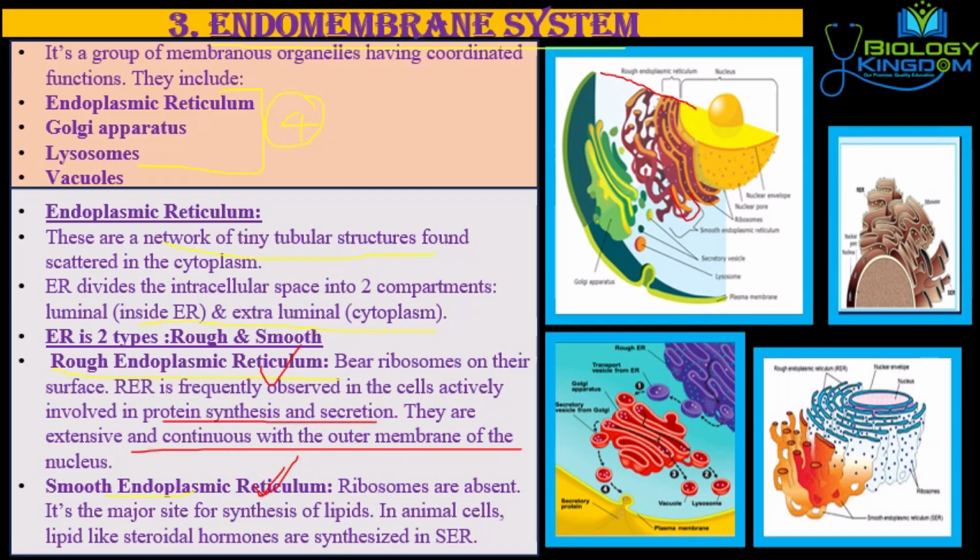They are extensive and continuous with the outer membrane of the nucleus. So it is present on the outer membrane of the nucleus, whereas it is present inside. Here we don't find the ribosomes, but we find ribosomes on the rough endoplasmic reticulum. So the clear differentiation between rough endoplasmic reticulum and smooth endoplasmic reticulum is through ribosomes only. Whereas the smooth endoplasmic reticulum is a major site for synthesis of lipids, and in case of animal cells we even have the steroidal hormones synthesized in the smooth endoplasmic reticulum.